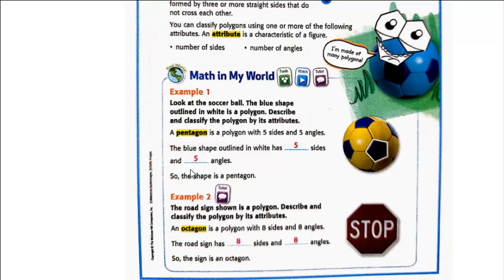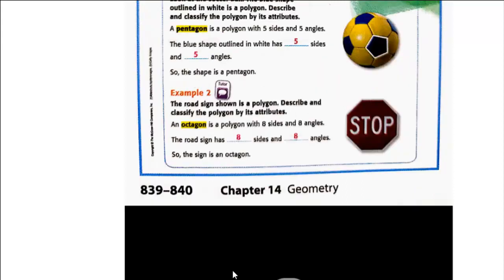And here, how many angles? Let's count how many angles here. 1, 2, 3, 4, 5. 5 angles. So right here, 5 angles. Okay, here, example number 2. The road sign shown is a polygon. Describe and classify the polygon by its attributes.